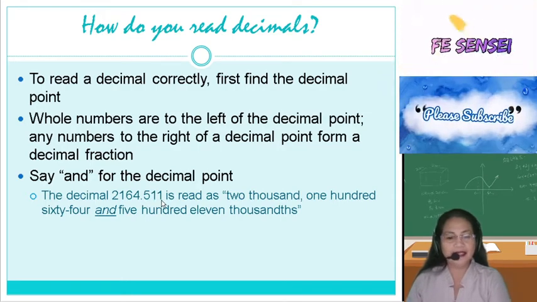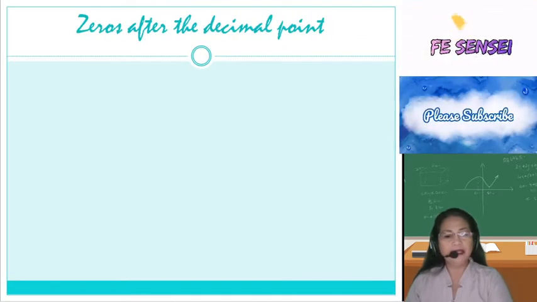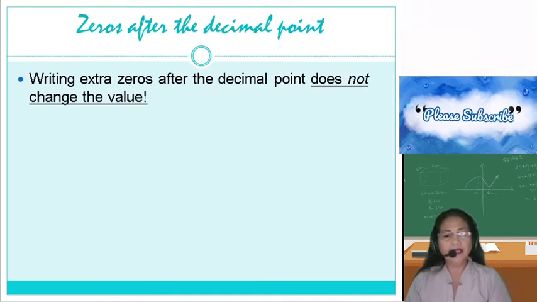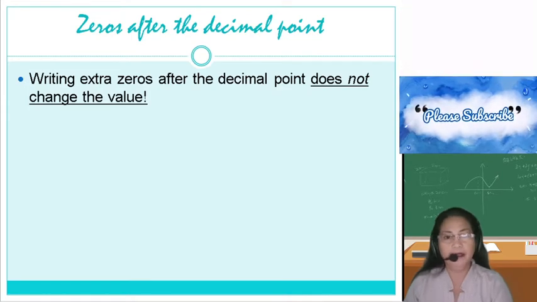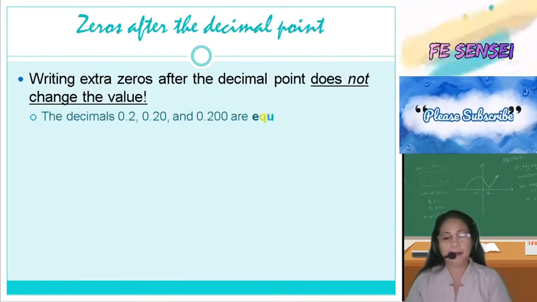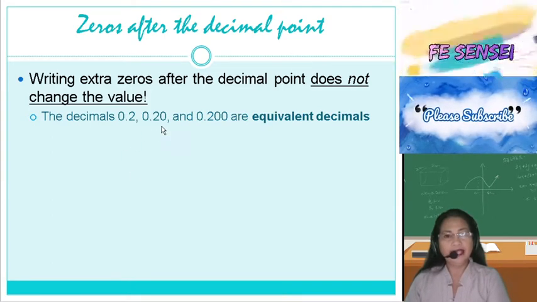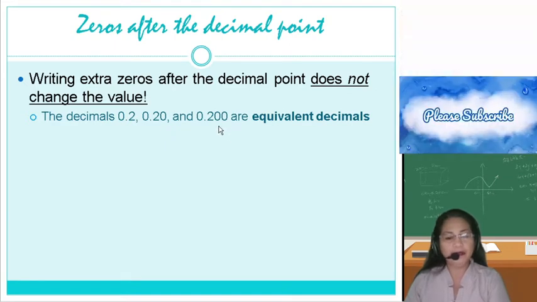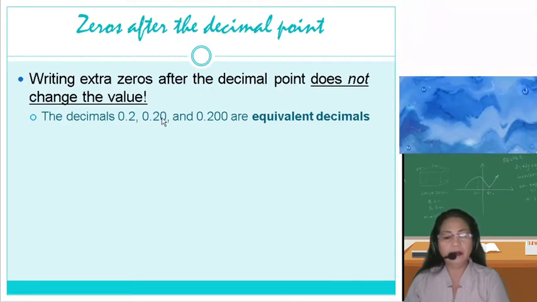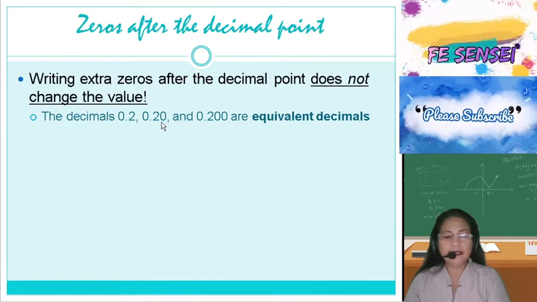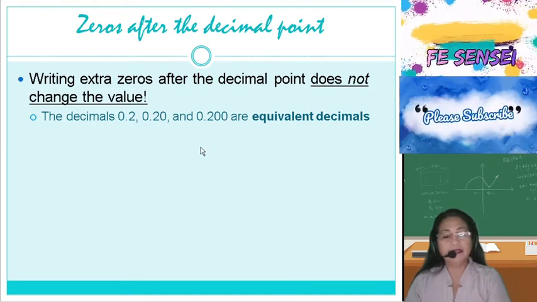Tenths, hundredths, thousandths. Zeros after the decimal point. Writing extra zeros after the decimal point does not change the value. The decimals 2 tenths, 20 hundredths, 200 thousandths are equivalent decimals. Why? Because the zero in this decimal and these decimals does not change the value.